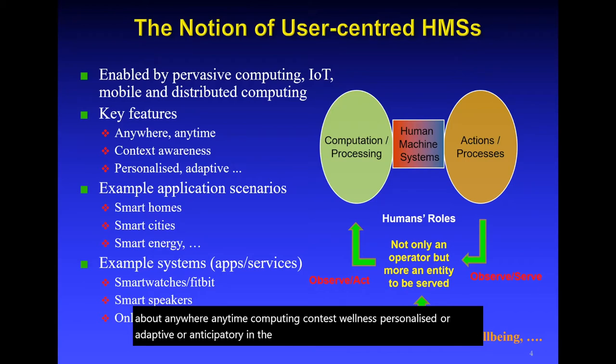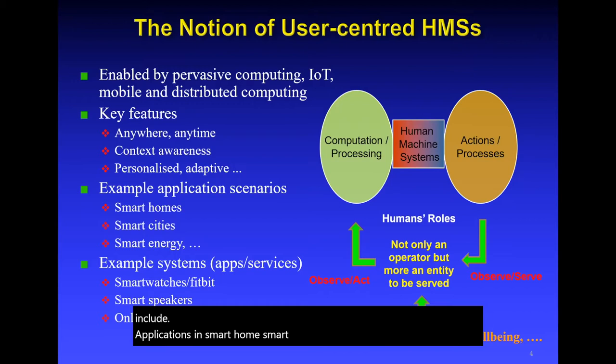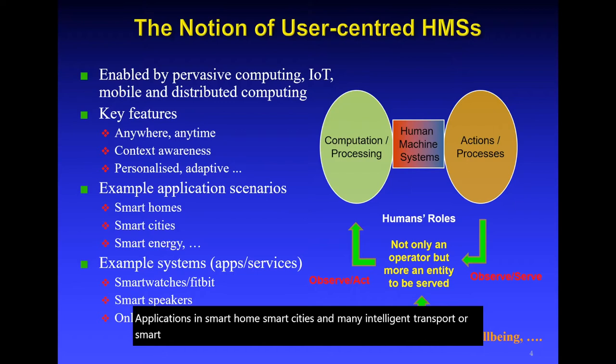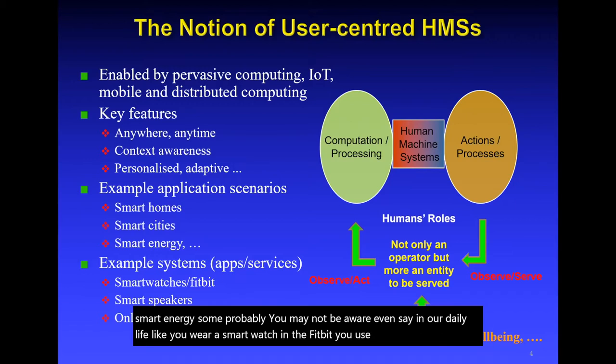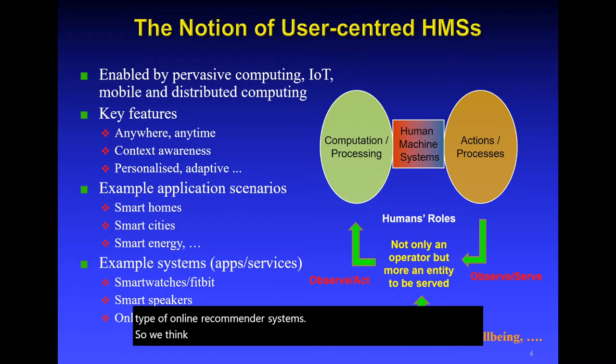Such application scenarios include applications in smart home, smart cities, and many others, like intelligent transport or smart energy. Some examples you may not be aware of, even in our daily life, are when you wear a smart watch like a Fitbit, or use smart speakers and all types of online recommender systems. We refer to this as the notion of user-centered human machine systems.